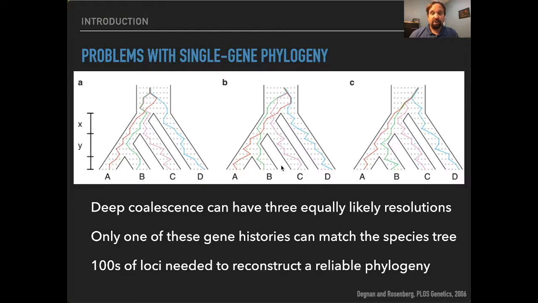The other two trees show the coalescence of A, B, C, and D in different ways. And the problem is that when deep coalescence occurs, coalescent theory predicts that these three options occur equally likely. And that means that 2 out of every 3 gene trees may disagree with the species phylogeny. Luckily, there is a solution: increase the number of loci. But how do we do that?